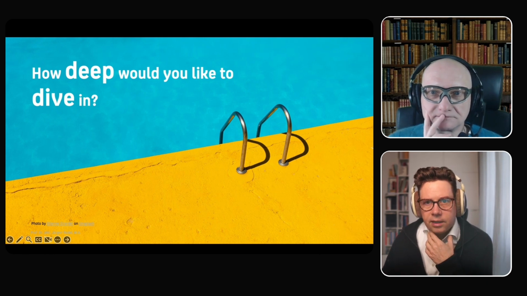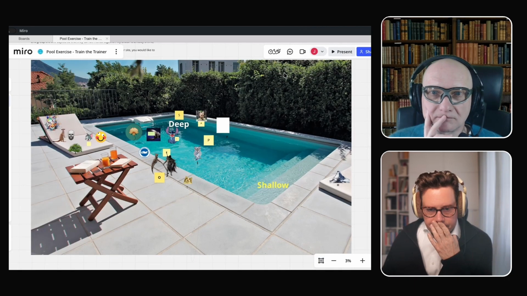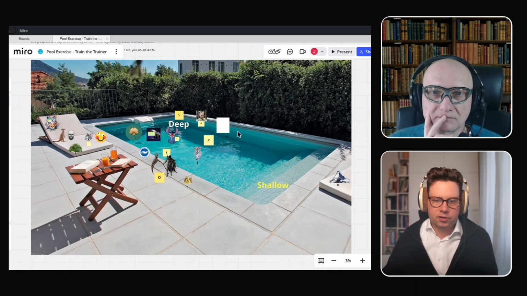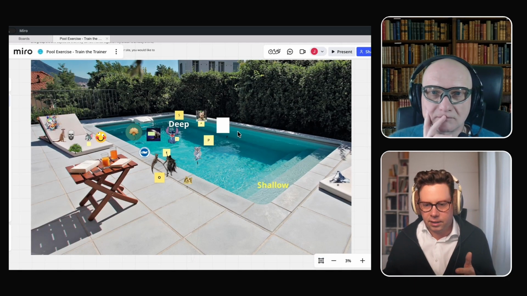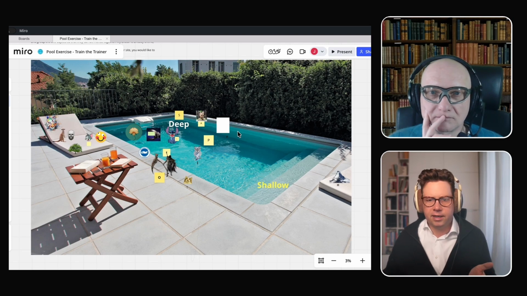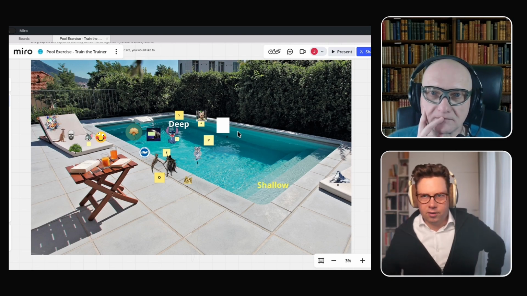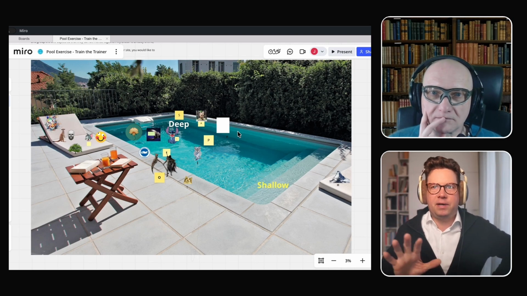Let me see, where are we? Here we are. Okay, stop it. And we are going to Miro. Now, what you can see here is the Miro board. So we basically, I don't remember if the picture is AI created or if we just, I don't know. It's probably AI created.